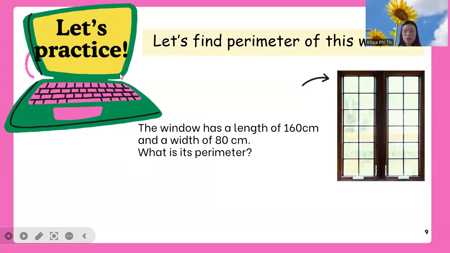Now you can choose one way. You can use way number 1, 2, or 3. Whichever you are comfortable with to find the perimeter. You have 1 minute to find the perimeter of this window. Start now, please.